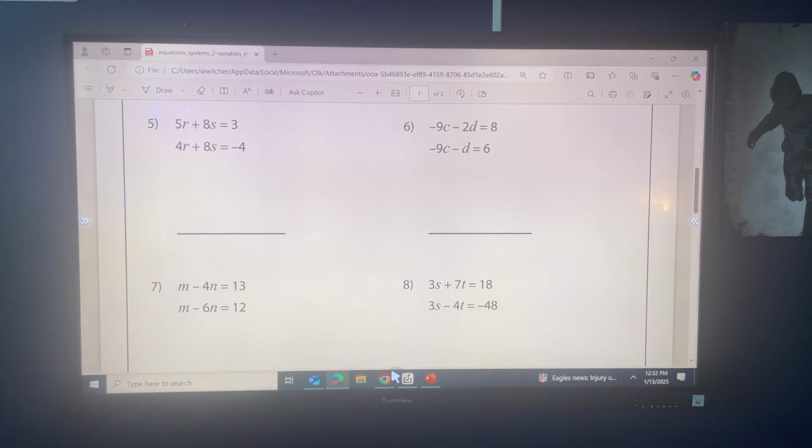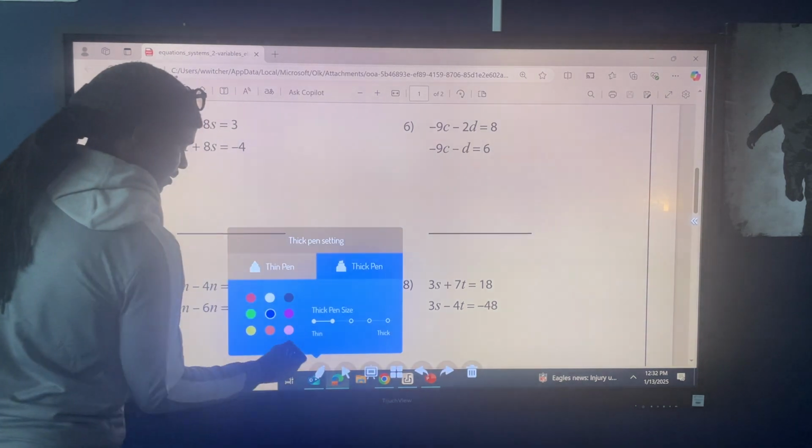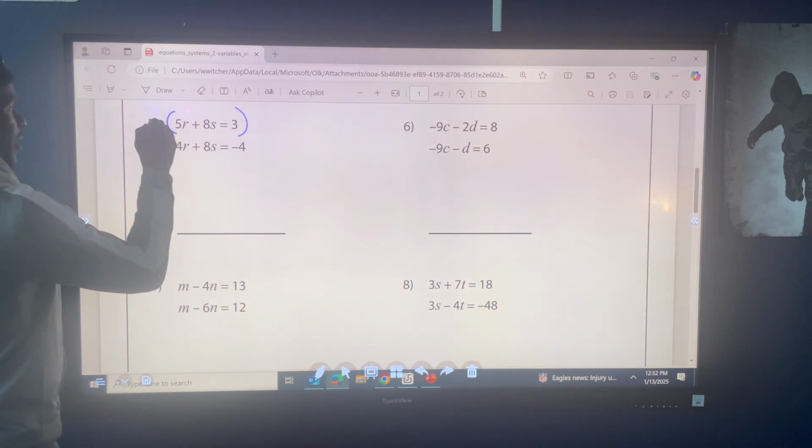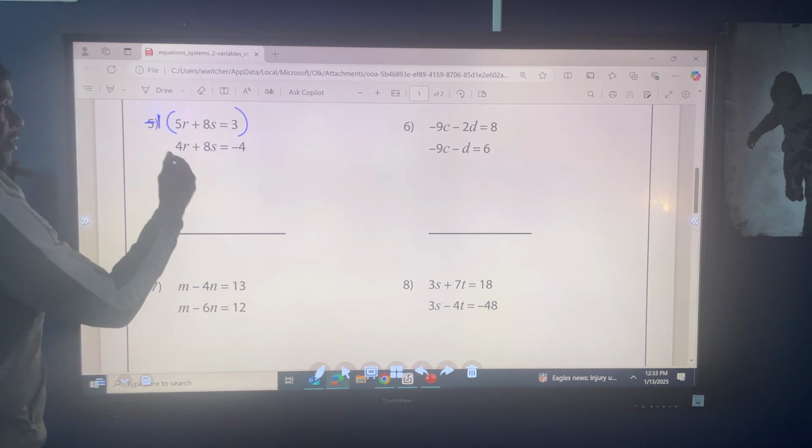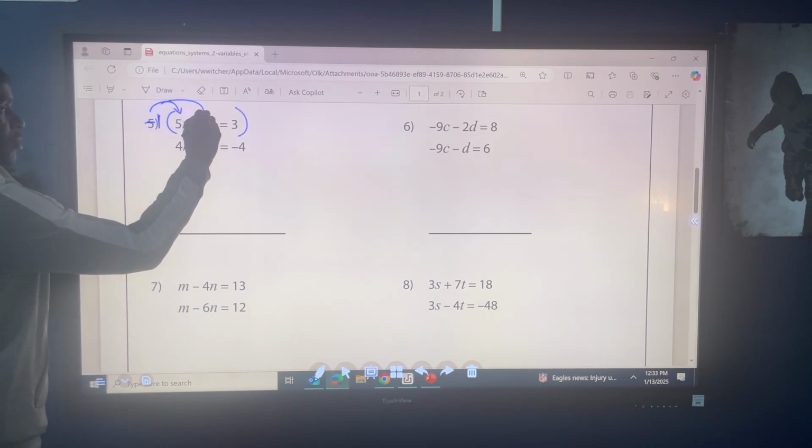Times -1. Remember, I have to make one of these 8s negative. So I got to multiply a -1 to which one, the top or the bottom? Let's apply it to the top. So you have to take this entire equation and distribute a -1 to it. When you make one of the equations change, you take the entire equation and distribute the number. So we're distributing this -1 three times.